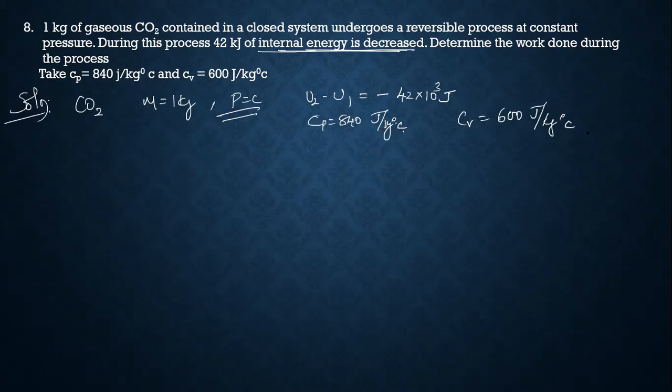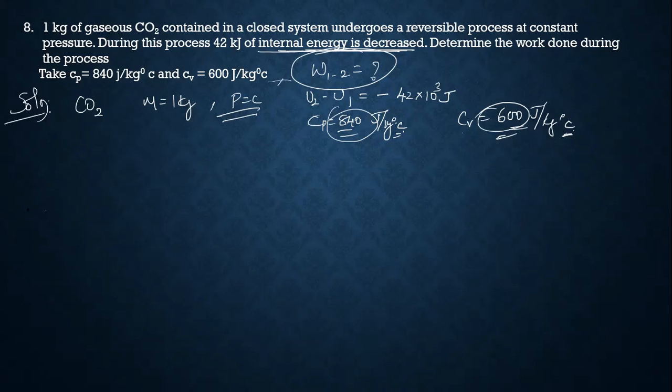Whether it is in degree Celsius or Kelvin, the value will be the same because it is for 1 degree temperature, right? Whether it might be degree Celsius or Kelvin, the specific heat is calculated for a 1 degree temperature, right? Therefore, Kelvin or degree Celsius, the value will be the same. So, we have to calculate here the work done. So how much is the work done? Let us calculate that.